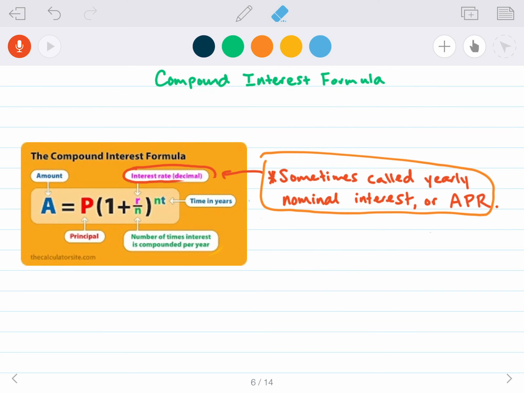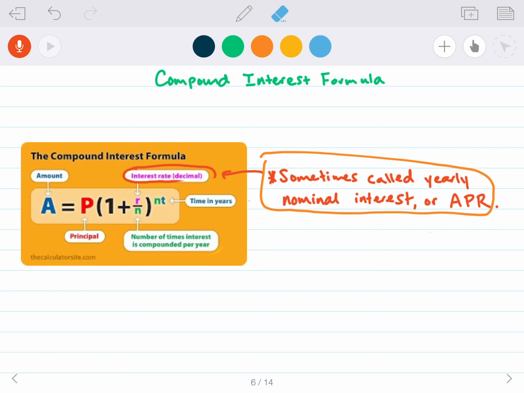Okay, so let's take a look at the compound interest formula. This formula is going to tell you how much money you owe after a certain amount of time, or how much money you have in an account after a certain amount of time, depending on if you are paying off debt or if maybe you have your money in an account and it's growing. Okay, so this is our formula.